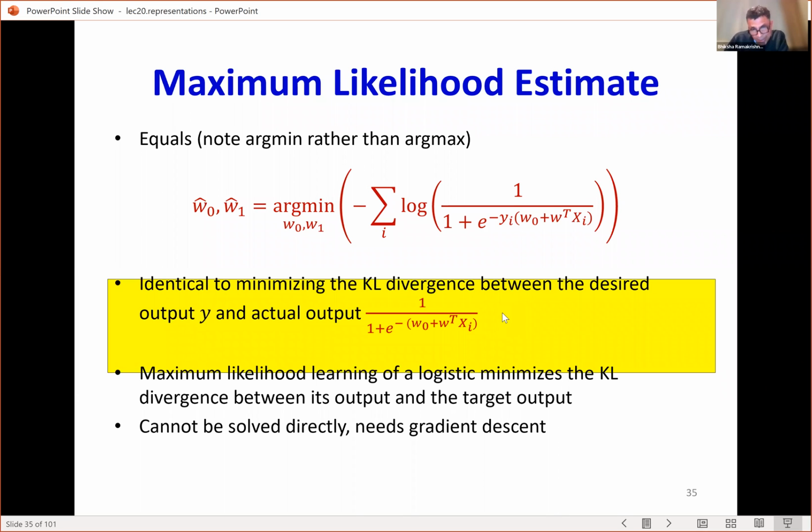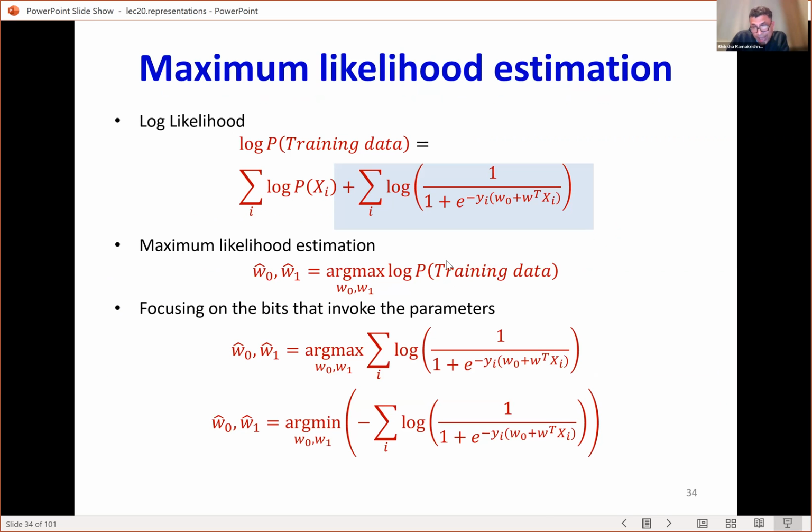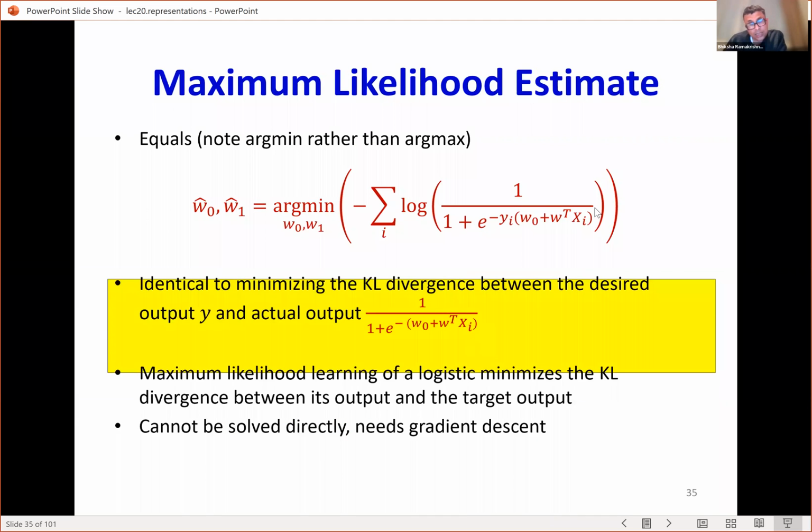And so what we find is that when we try to train this model to minimize the KL divergence between the target output and the output of the network, this is exactly the same as maximizing the log likelihood of your training data. And so, in fact, training the model to minimize the KL divergence is the same as maximum likelihood learning of a logistic function. So when we train our network to minimize the KL divergence between the output and the target output, you are in fact performing maximum likelihood learning of a parametric model for the distribution of the data. Is this making sense? Guys?